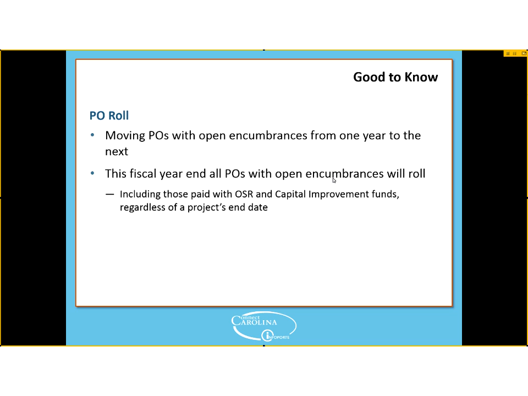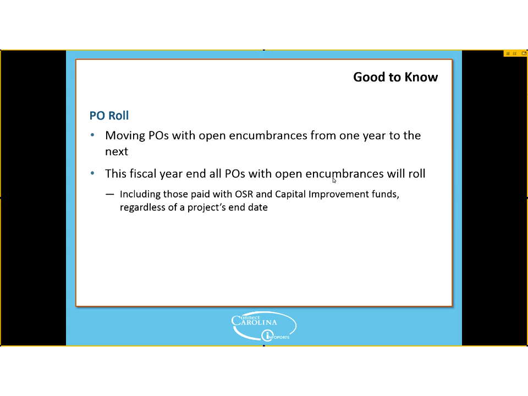Now, this is not budget related, but it's a change, and since we've got your attentive ears and eyes, we want to make sure you know about it. I want to tell you something about what's going to happen with PO roll for this coming year. Just to remind you, PO roll is the process of moving purchase orders with open encumbrances from the current fiscal year to the next fiscal year. This fiscal year, we're going to roll all POs with open encumbrances. That includes POs that have OSR funds and capital improvement funds.